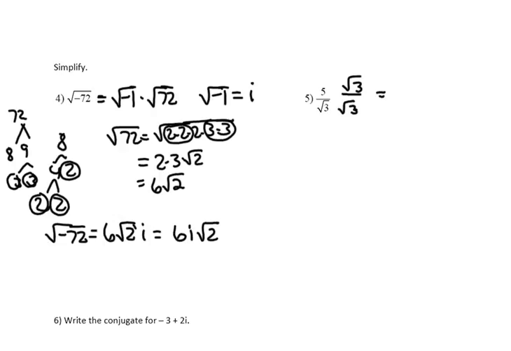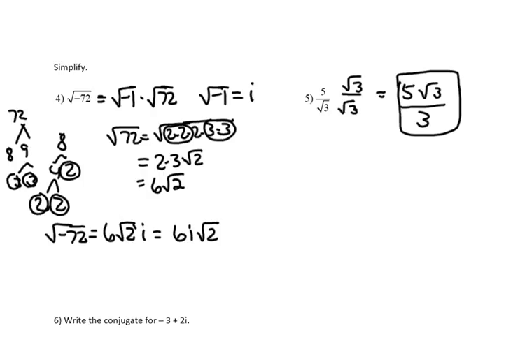So on the top, I have 5 times the square root of 3. Don't combine them. One number is inside the radical, the other one's not. So don't combine them to make it the square root of 15. The square root of 3 times the square root of 3 again is the square root of 9, but more importantly, that is 3. That is rationalizing the denominator.